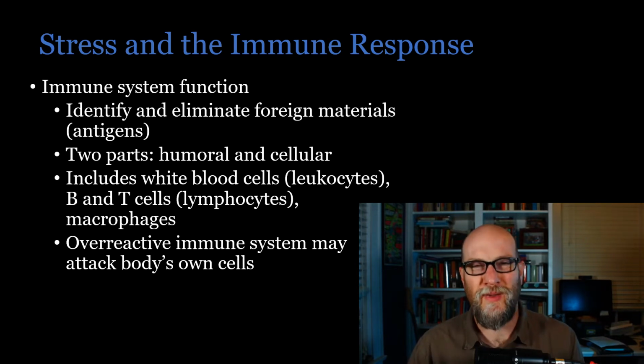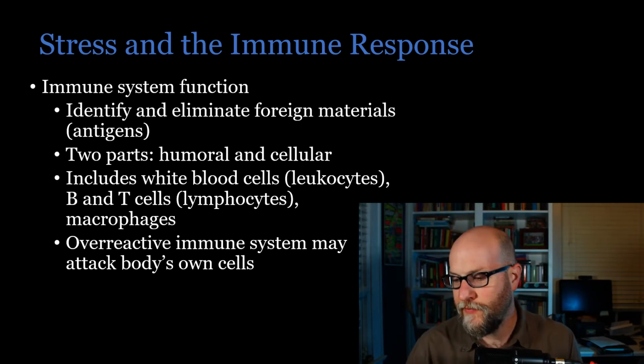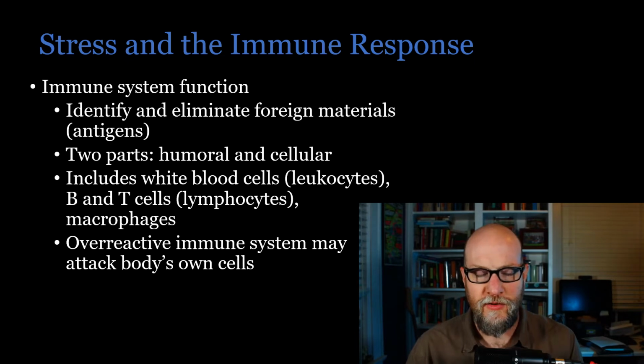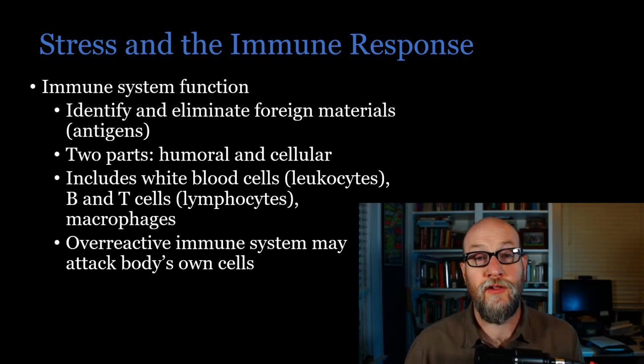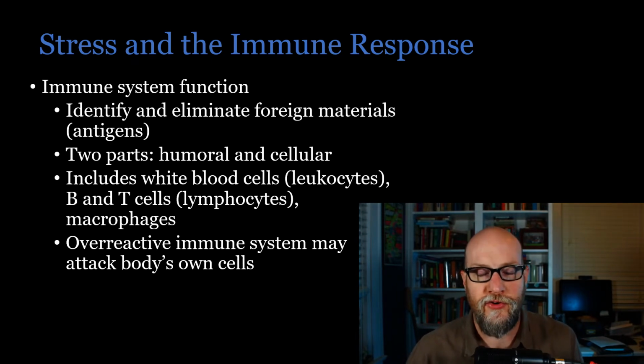And there are two basic processes of our immune system, what are called the humoral and the cellular. There's a lot of interaction across these two systems, so I don't want you to worry too much about fully understanding why this distinction exists, just that it does. On the cellular level, you have things like white blood cells, or your leukocytes, which are essentially the aspects of your immune system that attack various antigens in the body.